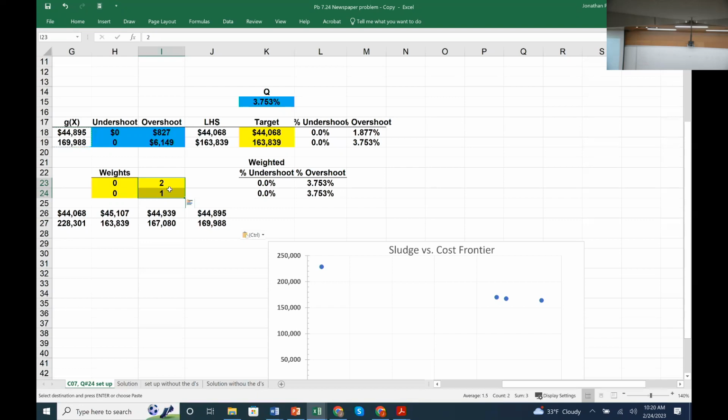Yeah, I like the latter sentence better than the first sentence. It's fantastic to go under on cost and sludge production, so you want to put zero penalty on them.